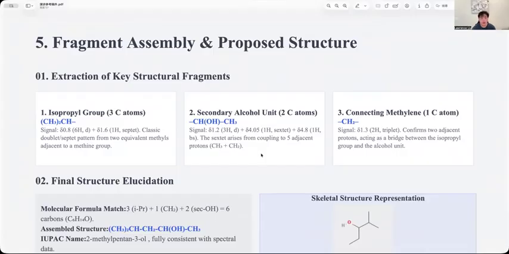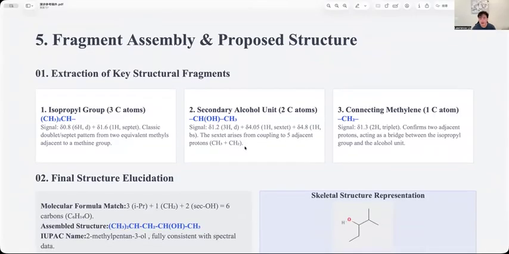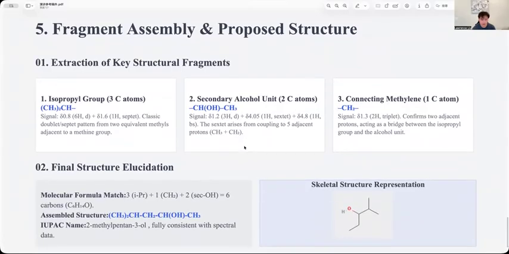Having identified all the structural fragments, our final step is to assemble them. We have 3 pieces. The first, the isopropyl group, (CH3)2CH. The secondary alcohol unit, CHOH, CH3, and the connecting methylene group, CH2. Counting the carbons, we have 3 plus 2 plus 1, which equals 6, and it matches our formula.